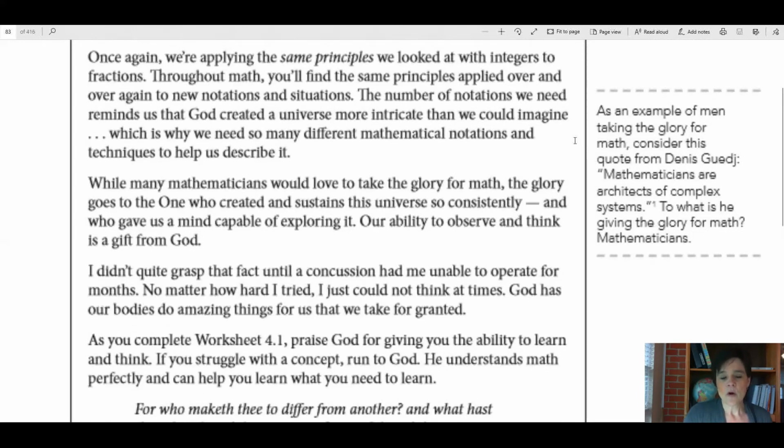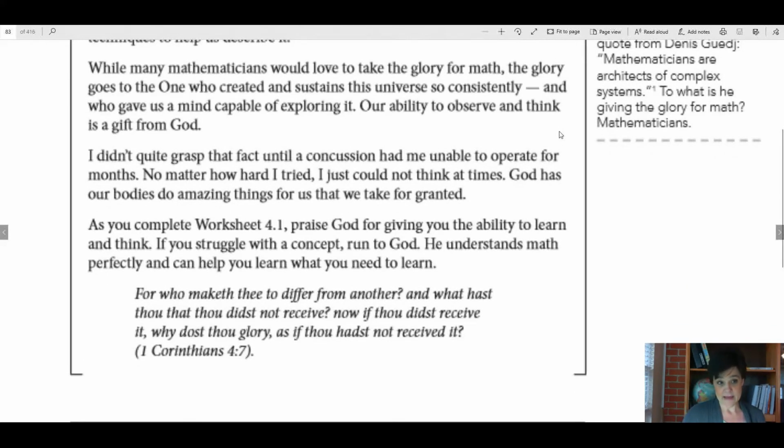It's pretty good. Once again, we're applying the same principles we looked at with integers to fractions. Throughout math, you'll find the same principles applied over and over again to new notations and situations. The number of notations we need reminds us that God created a universe more intricate than we could imagine, which is why we need so many different mathematical notations and techniques to help us describe it. While many mathematicians would love to take the glory for math, the glory goes to the one who created and sustains the universe so consistently, and who gave us a mind capable of exploring it. Our ability to observe and think is a gift from God.